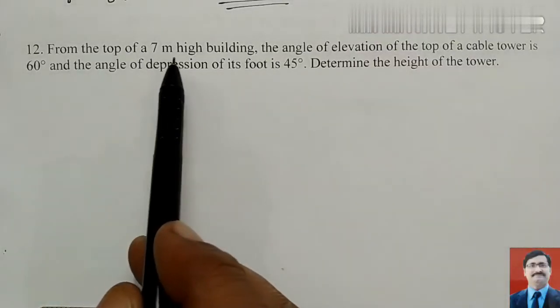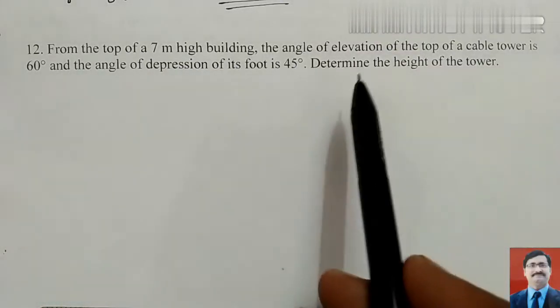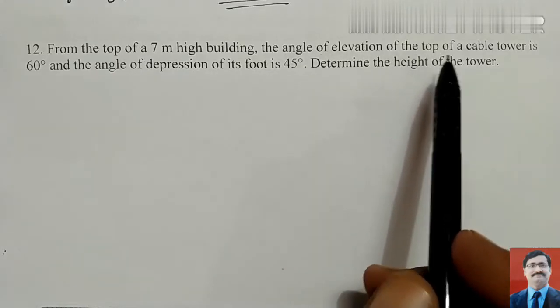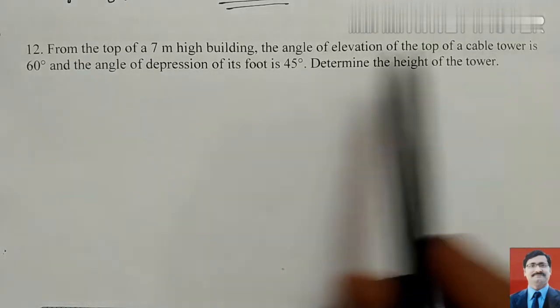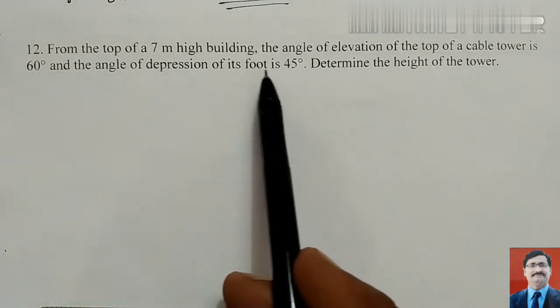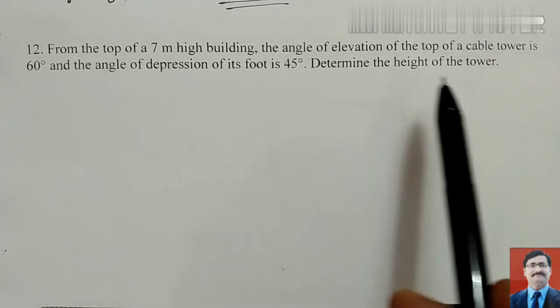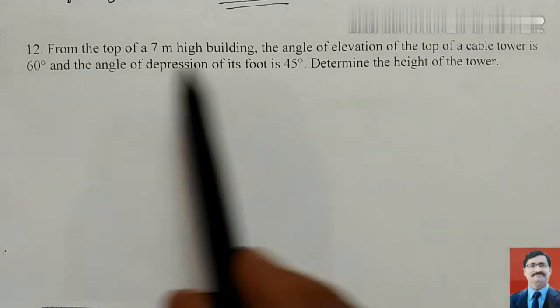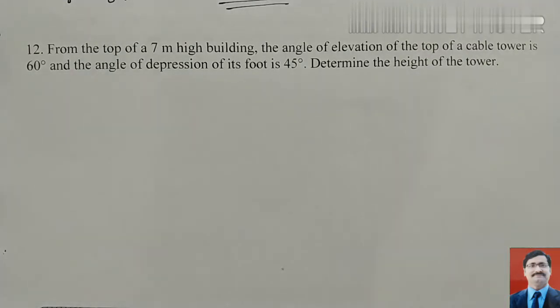From the top of a 7-meter high building, the angle of elevation of the top of a cable tower is 60 degrees and the angle of depression of its foot is 45 degrees. Determine the height of the tower. According to this, we draw the diagram.